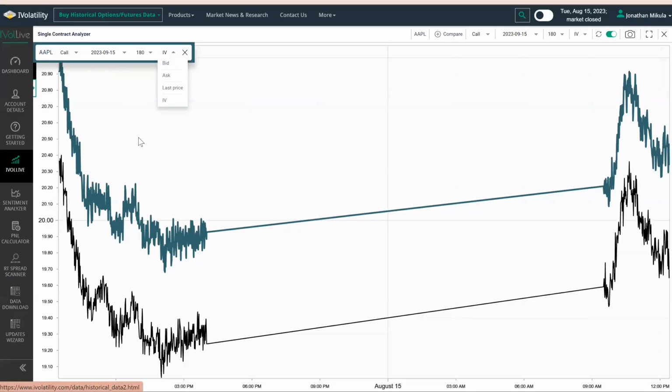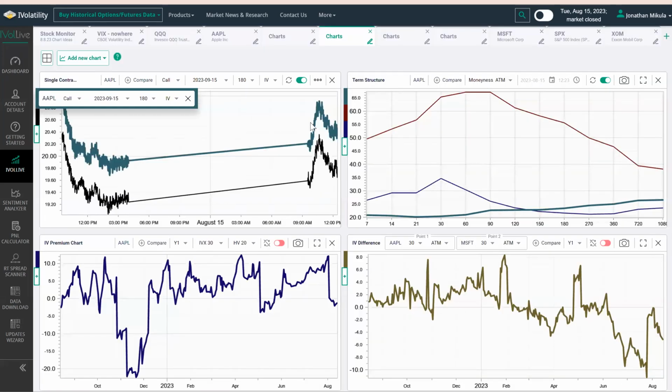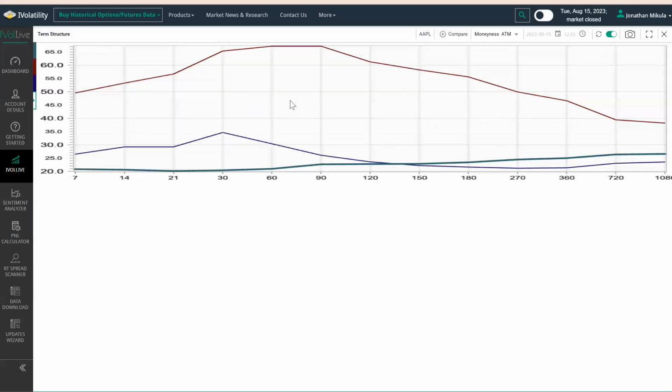What I like about the single contract analyzer is it puts those two things against each other, the call versus the put. So I instantly can tell which one has the higher implied volatility and which is going to be more expensive. So that is one topic I wanted to cover, since again we did get a question on that. The other thing we got a question on is term structure.